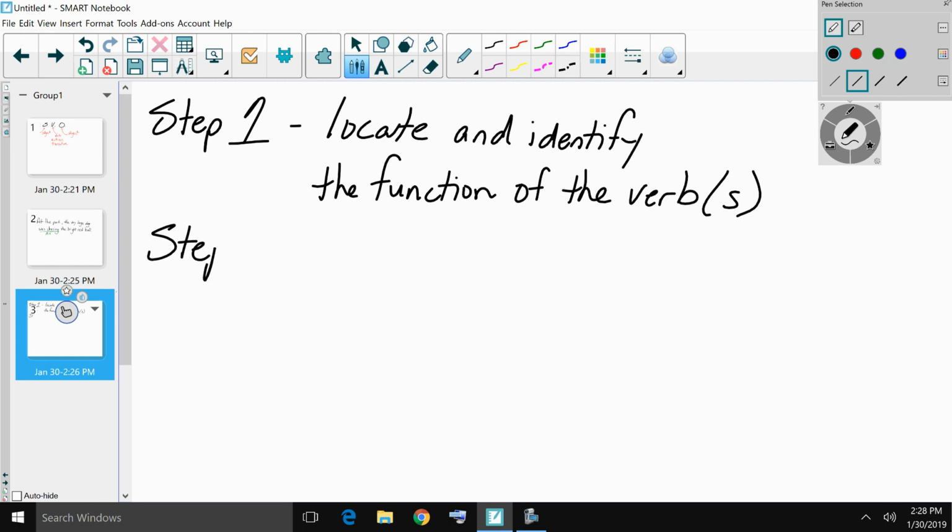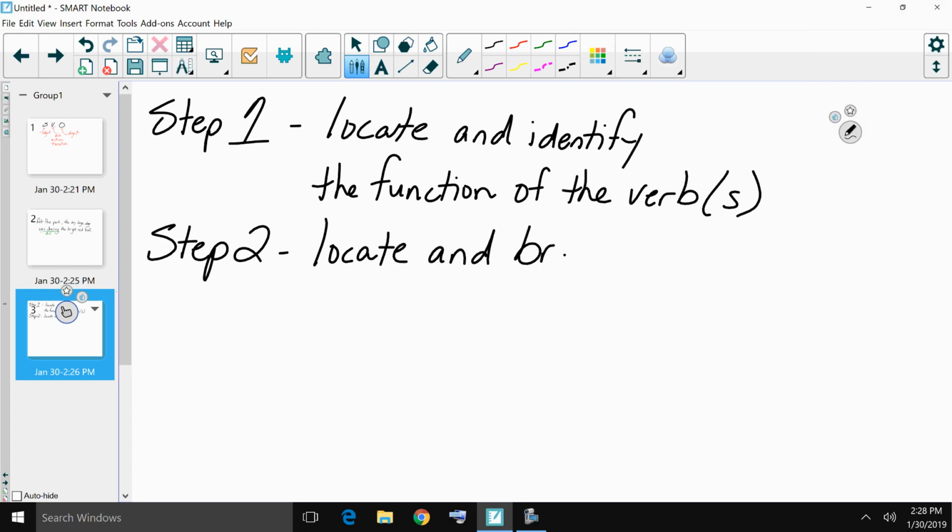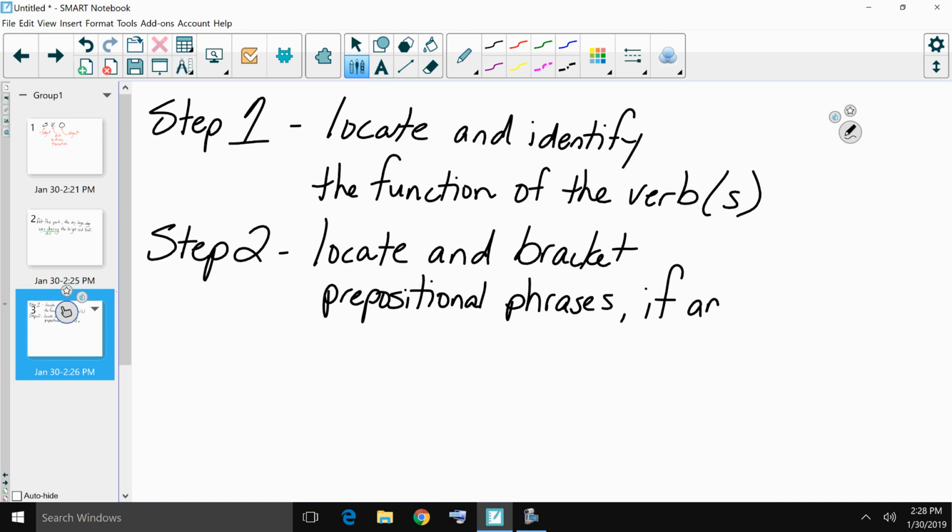Step 2. Locate and bracket prepositional phrases, if any. Why did I add if any? Tanner? There may not be. A sentence does not have to have any prepositional phrases.